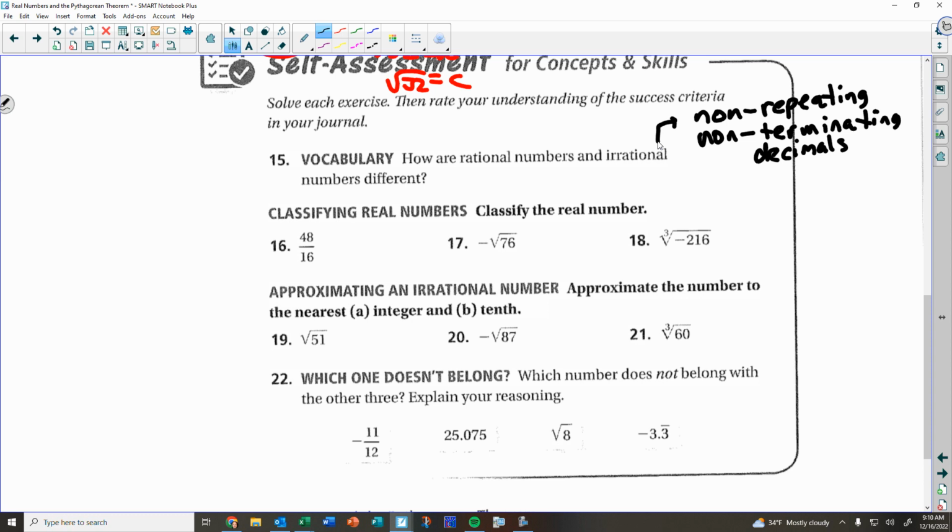All right. The first 16. So if you looked at that fraction, it actually reduces to 3. So what classification is 3? Yeah, all of them. Not just rational, but it's also whole numbers, natural numbers, and it's also an integer.